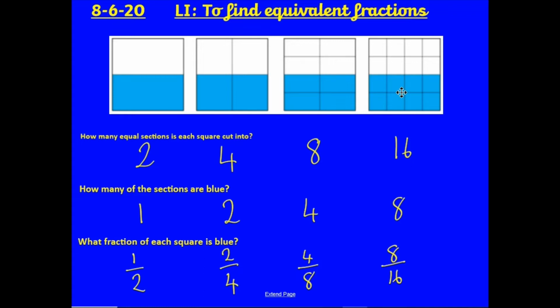Now that is all the same. If you look at the shapes, look at the squares, the same amount is shaded in each time. And this is what an equivalent fraction is. 1/2 is the same as 2/4. 2/4 is the same as 4/8. And 4/8 is the same as 8/16. But it also means that 1/2 is the same as 8/16. And 2/4 is the same as 8/16. Okay, these are equivalent fractions.